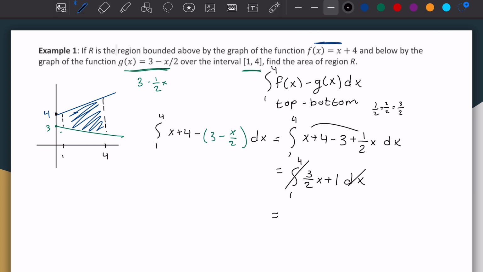What I like to do is kind of visualize it, raise each power by 1. So we're adding 1 to the exponent, which will make this x squared divided by 2. So then we are going to get 3 over 2 times 1/2 x squared plus x, which will then just be 3 over 4. Let's see here.